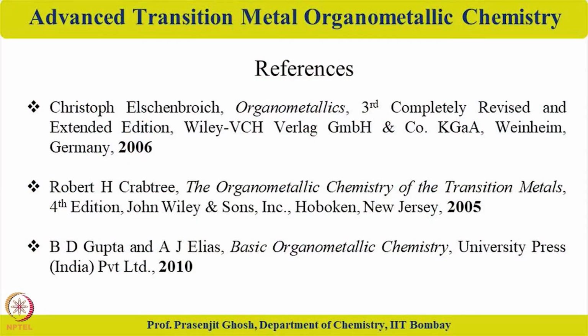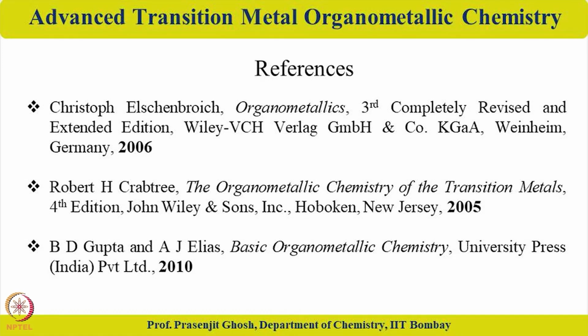Now, as for the textbooks for this course, we will be following three textbooks. The first and foremost is Organometallics by Christoph Elschenbroich. This is the third completely revised edition. It came out in 2006, followed by another very important book in organometallic chemistry, The Organometallic Chemistry of the Transition Metals by Robert Crabtree, 4th edition, John Wiley and Sons.